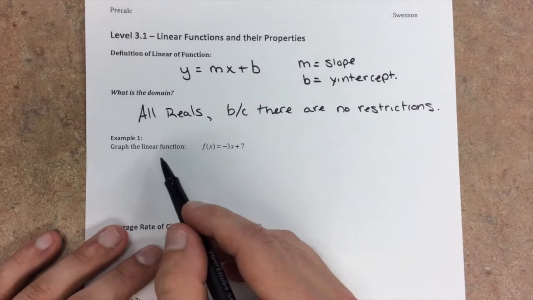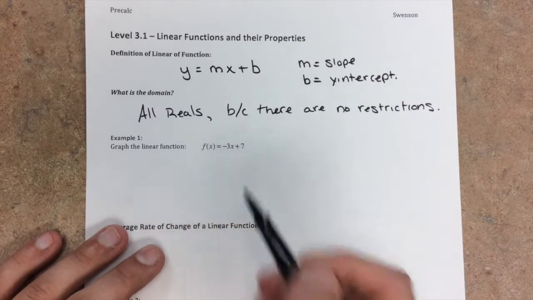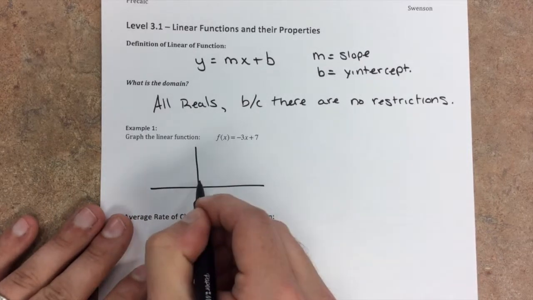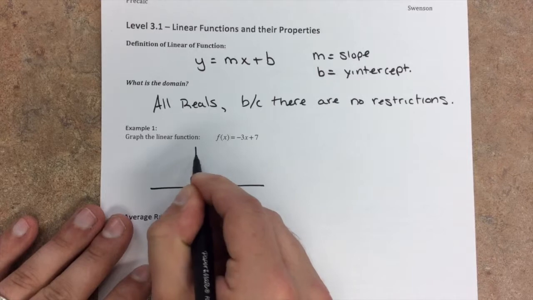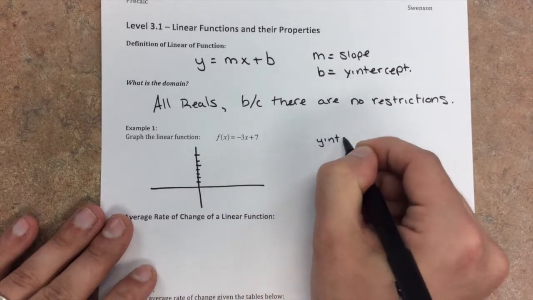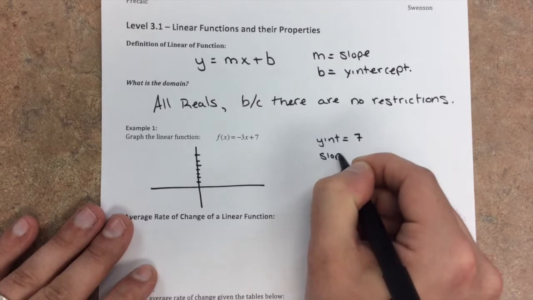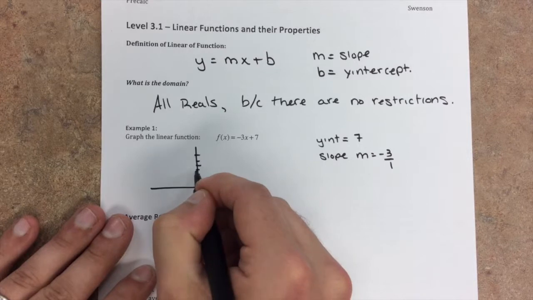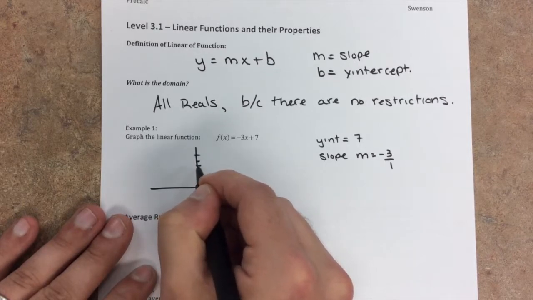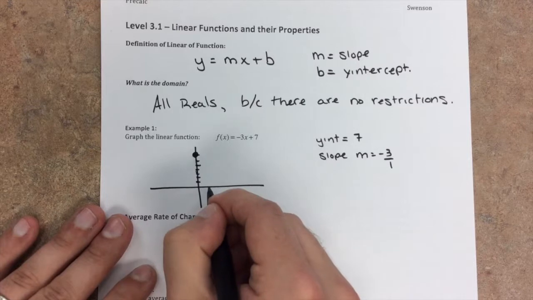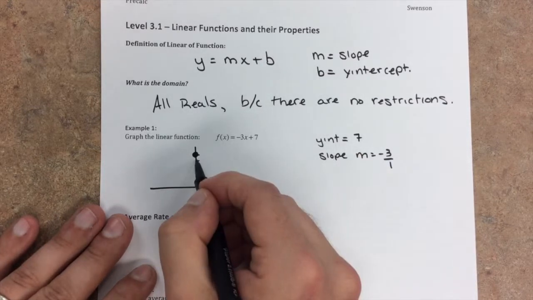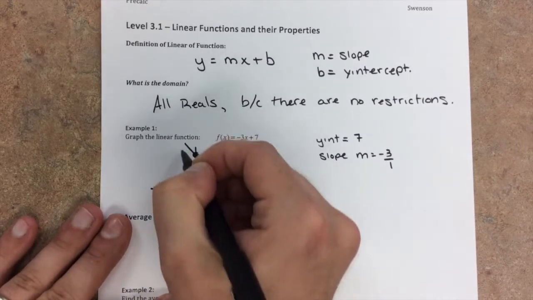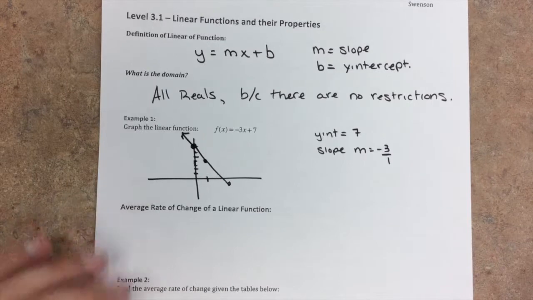Example 1: graph the linear function f of x equals negative 3x plus 7. I'll give myself a little room. I go 1, 2, 3, 4, 5, 6, 7. My y-intercept is 7. My slope is negative 3 over 1. So I go up to 7, put a dot there. Then my slope is negative 3, so I go down 3 and to the right 1. Much like you did in 9th grade, that's how we graph a line. We've been doing that for a while.